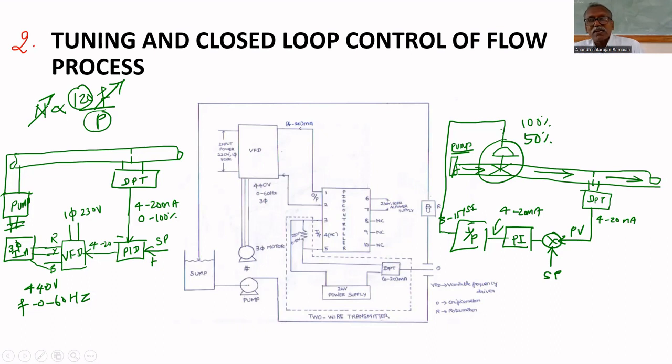So suppose an industry has a power bill of 2 lakhs per month, means 1 lakh you can save. So 50% of the power can be saved if you use VFD.